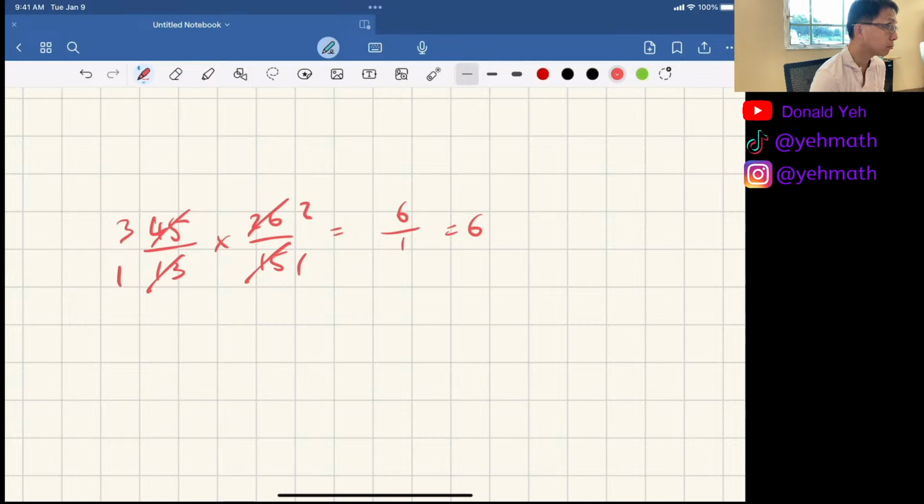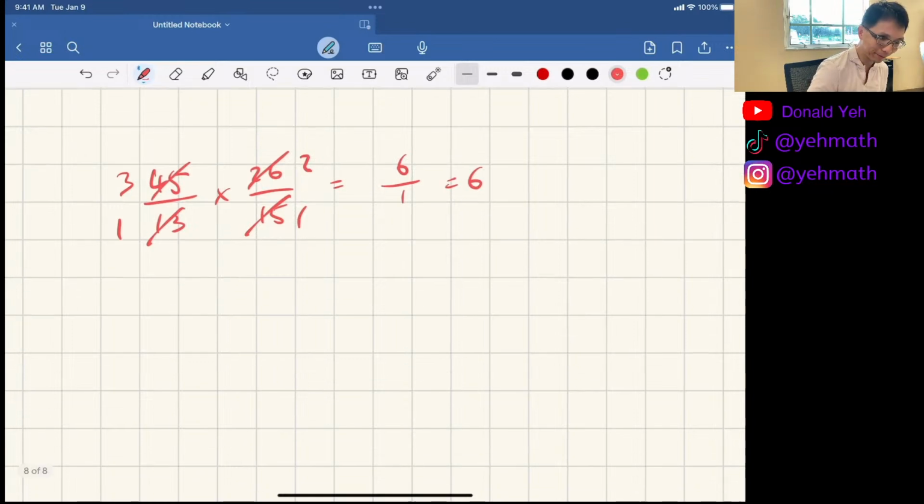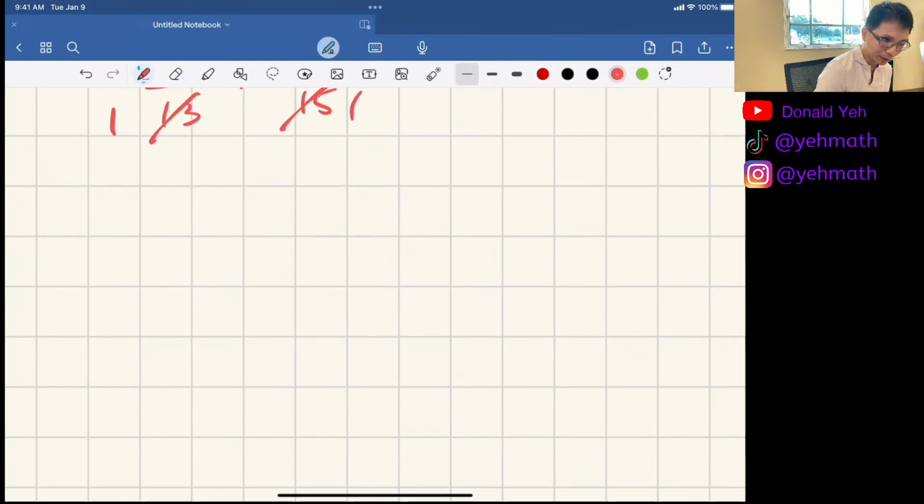Got it? Okay. Do you guys know how to divide fractions? Yes? Okay. Let's see. Negative 3 and 1/7 divided by, let me see what I want to divide it by, 2 and 1 over 14.